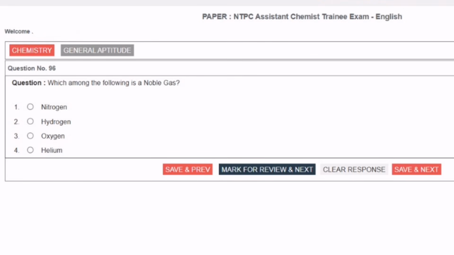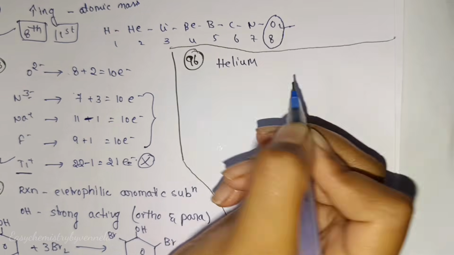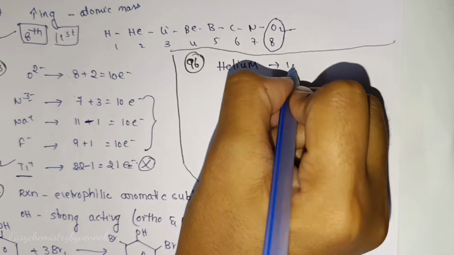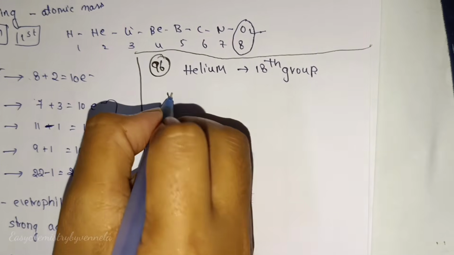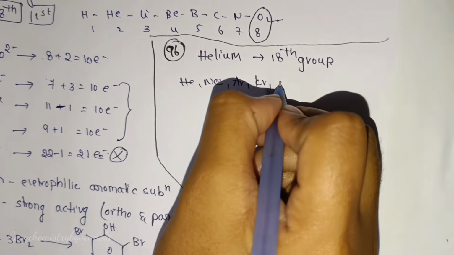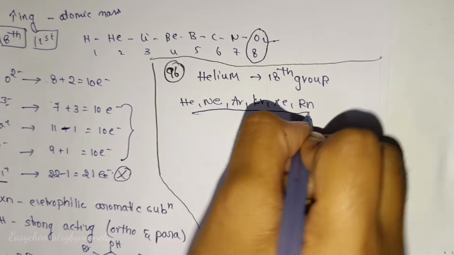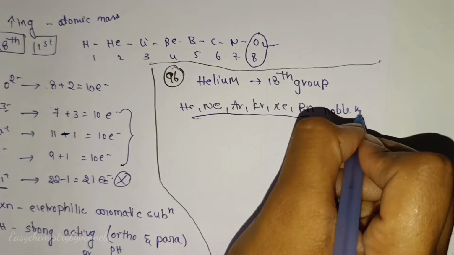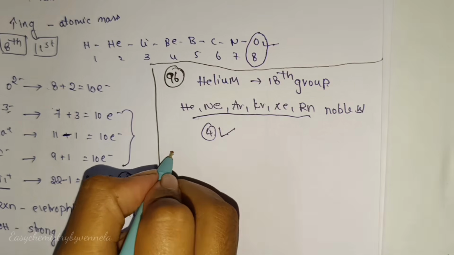Next question. Which among the following is a noble gas? Nitrogen, hydrogen, oxygen, helium. Helium. Helium is a noble gas which is in group 18 elements. Helium, neon, argon, krypton, xenon, radon. These all are noble gases. So the correct option is the fourth one.